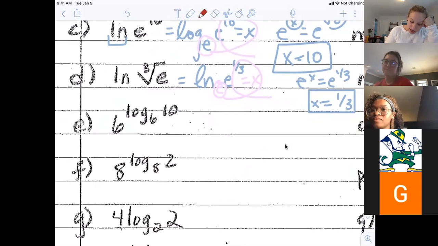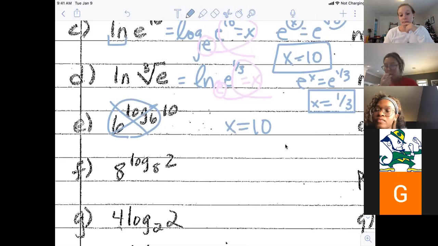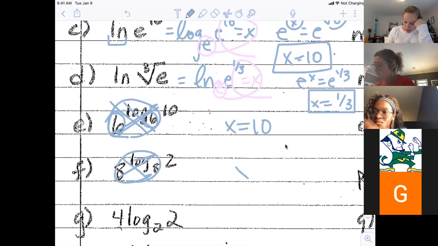If you have a number raised to the power of log to that same number, that just crosses out, and so my answer is 10. These are all properties of logs, so we're doing a big group run of all of these properties. The base of my exponent is the same as the base of the log, so those cross each other out. They're inverse operations. Same thing for the next one: 8 raised to the log base 8 of 2. My answer is just 2.